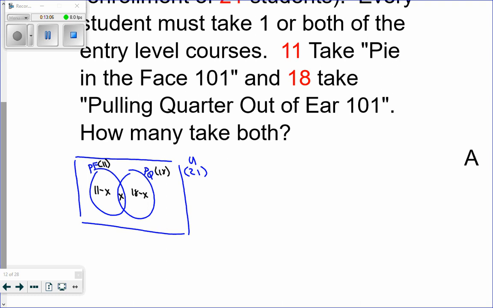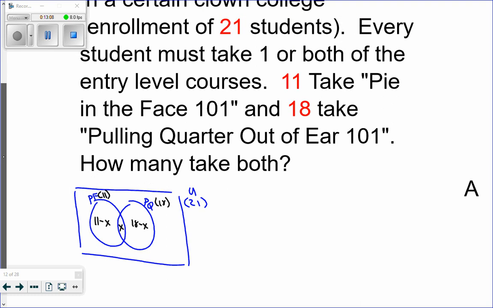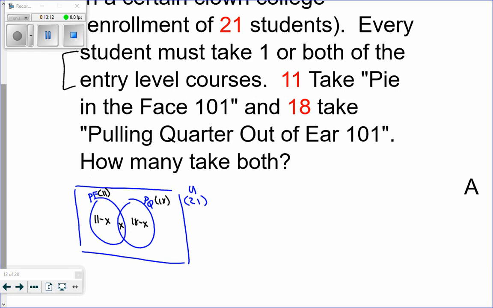Did it say how many? Every student must take one or the other or both. Okay, so this statement right here, what that means is you have 0 taking neither, right? Because everybody's got to take at least one. So that's what I mean by leave your Venn diagram like that. Now do all your work off to the side.